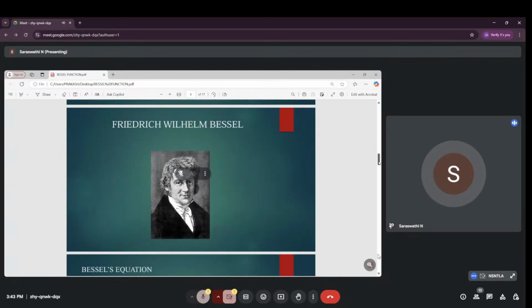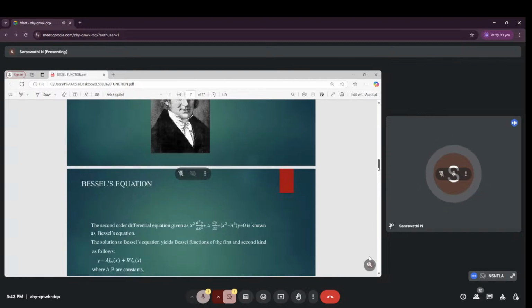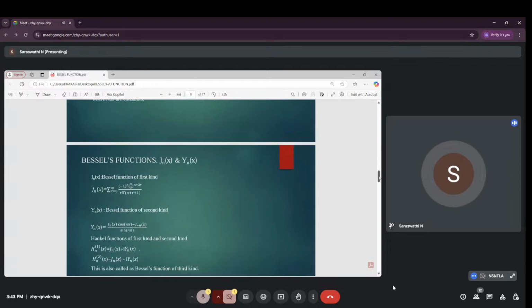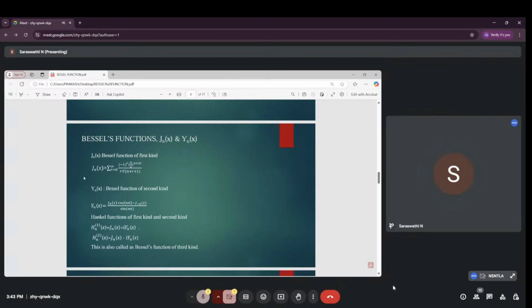This is a picture of Friedrich Wilhelm Bessel. Bessel's equation: the second order differential equation is known as Bessel's equation. The solution of this is y equal to a into Jn of x plus b into Yn of x, where a and b are constants, and Jn of x is the Bessel's function of first kind, and Yn of x is the Bessel's function of second kind. Jn of x is defined as this, and Yn of x is defined as this.